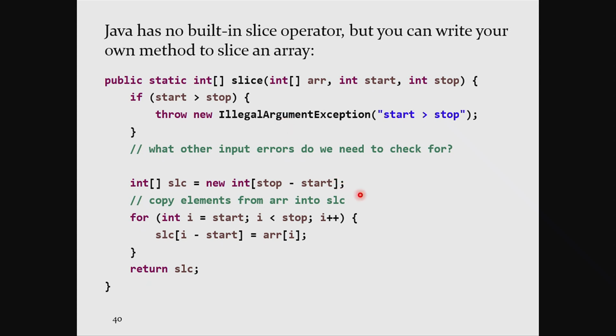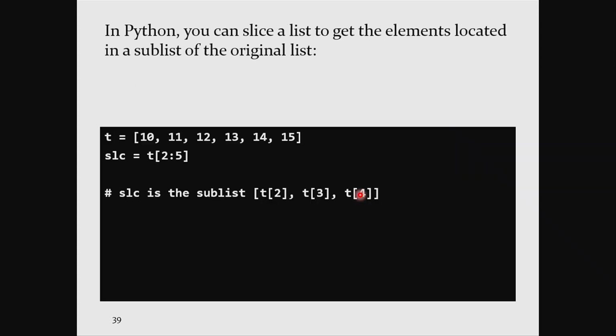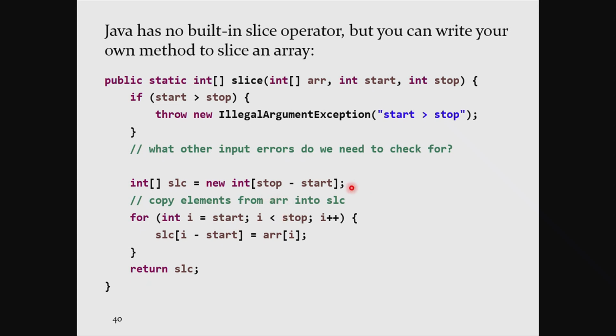How do I make the slice? You have to think, how many elements are in the slice? Back here, 2 and 5, you can see there are 3 elements in the slice. So the number of elements is just the stop minus the start index. It's just 5 minus 2. So how big is my array? Well, it's just stop minus start elements long. I have to make an array that can hold that many elements. So new int blah. And now you just copy the elements of the array into your new array slice.